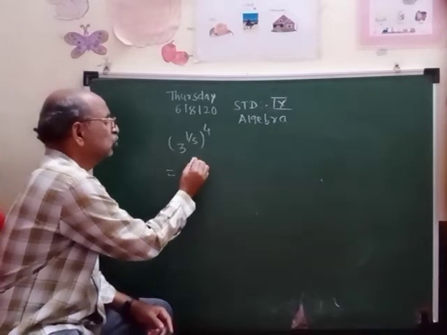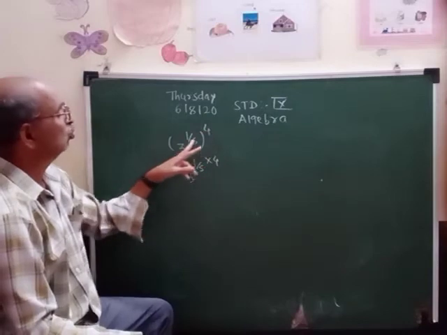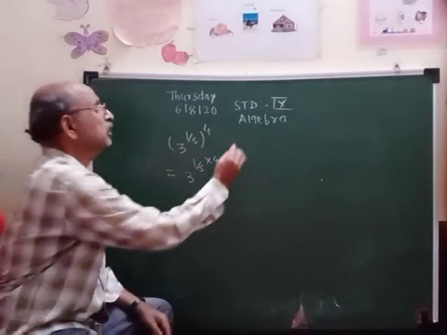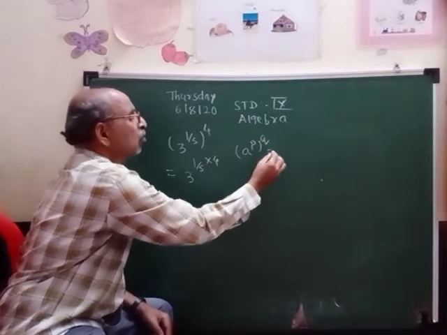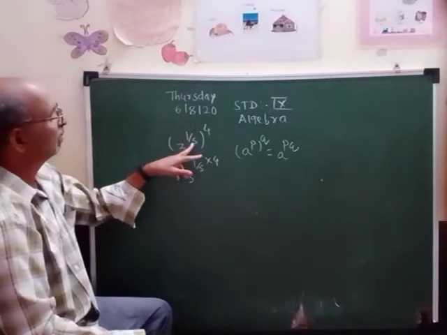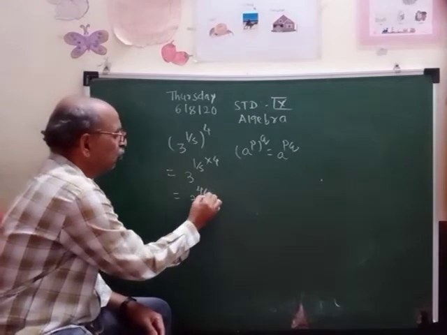So 3 raised to 1 upon 5 into 4, that we call pq. If a raised to p, bracket raised to q, then the rule is a raised to pq. So this is called power of power, and the answer is a raised to pq. So we are multiplying 1 upon 5 into 4, so that will come 3 raised to 4 upon 5.